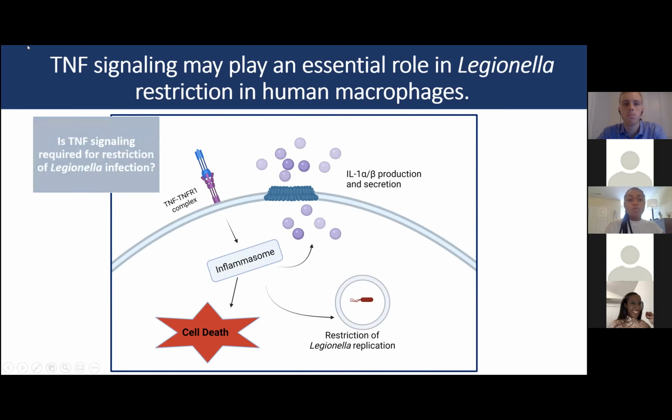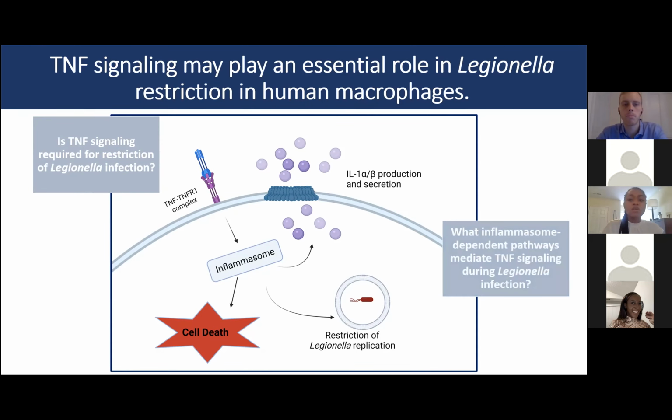Overall, to recap, for our next steps, we would want to understand if TNF signaling is required for restriction of Legionella infection. This would help us to elucidate more into the role of this particular pathway. Additionally, we want to understand more about the inflammasome downstream of TNF signaling and what inflammasome-dependent pathways mediate TNF signaling during Legionella infection to mediate the restriction of bacterial growth in human macrophages. And finally, we want to understand how TNF signaling promotes cell death as a way to optimally restrict Legionella replication in macrophages.